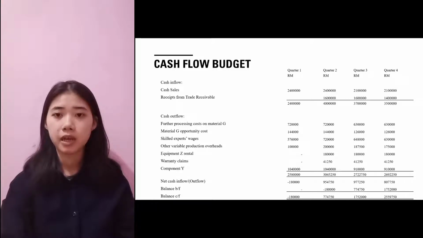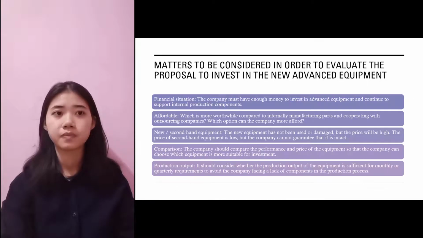For example, 80% of the skilled expert wages will be paid in the first quarter, but in the second quarter, the wages to be paid will be 80% of the current quarter plus 20% of the wages from the previous quarter. According to the K18069619 per hub cash flow budget, it shows a negative net cash flow in the first quarter, but shows positive numbers in the following quarters.